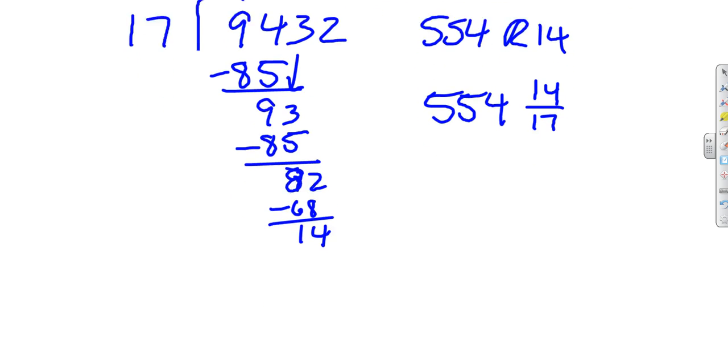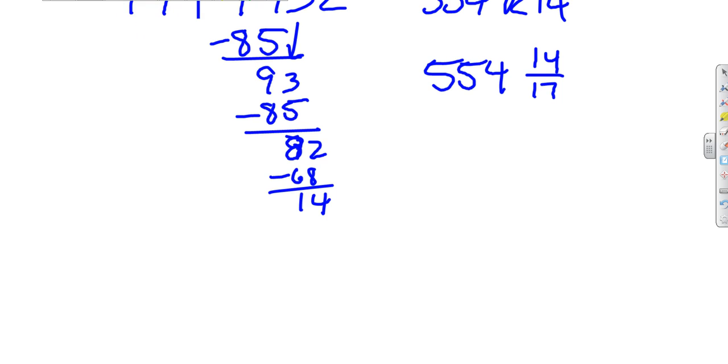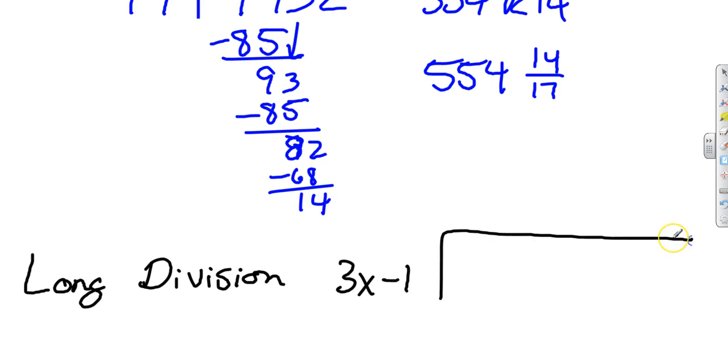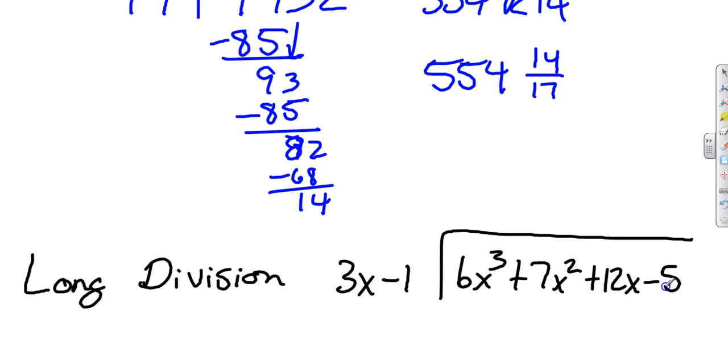With long division, it's going to be set up the same as doing a problem with numbers. You're going to go through the same process on these. So let's do 3x minus 1. We're going to divide that into 6x to the third plus 7x squared plus 12x minus 5.